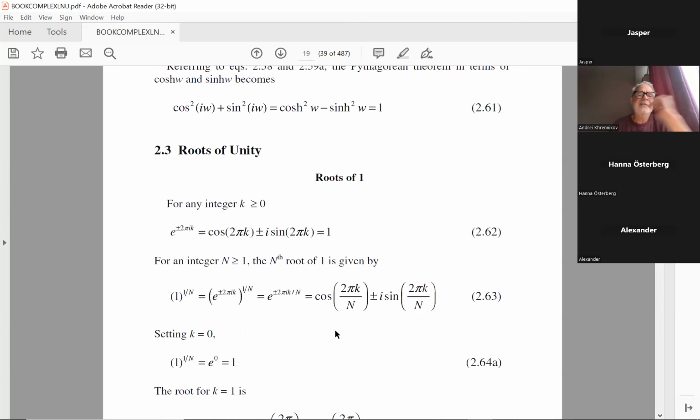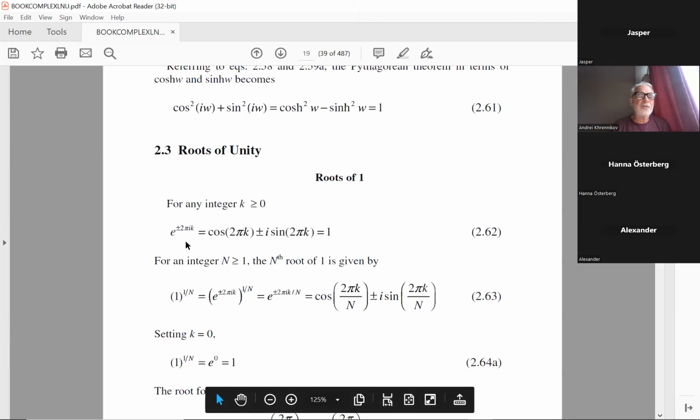Now we're coming to a really important section. This representation of trigonometric via hyperbolic, or hyperbolic via trigonometric, is interesting, but not so useful. What is useful everywhere in applications and mathematics is the possibility to get all possible complex roots of unity by using the Euler formula.